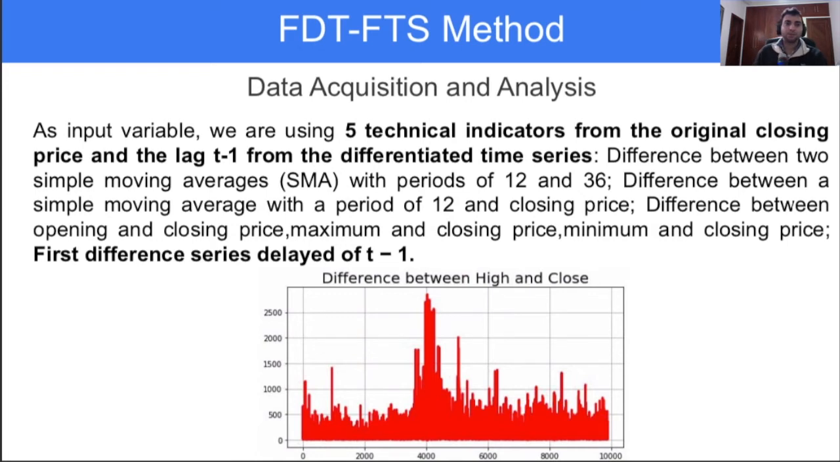Well, here we're going to talk about the input variables. In this case, we are using 5 technical indicators from the original closing price, and also we're collecting the lag T-1 from the differentiated time series, right? Here's the collection of all the technical indicators that we are using, plus the first difference series delay of T-1, and here you have a graph of the difference between high and close values.